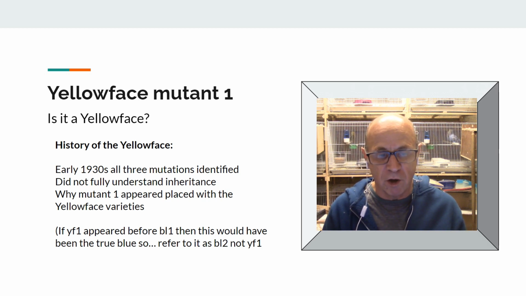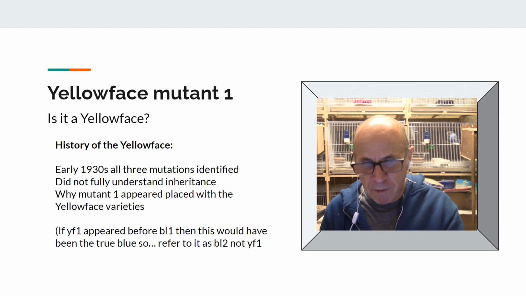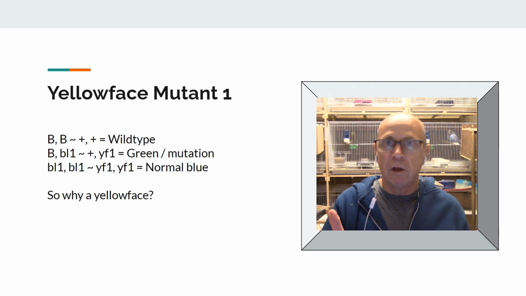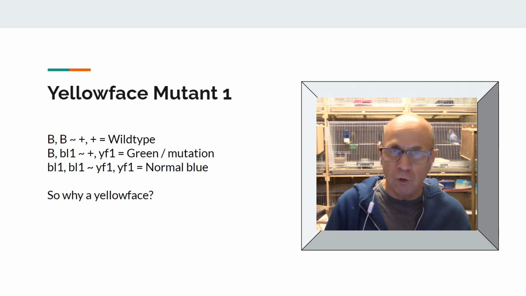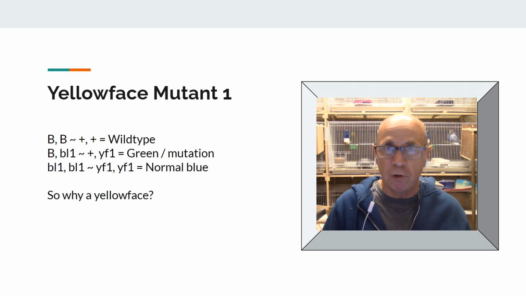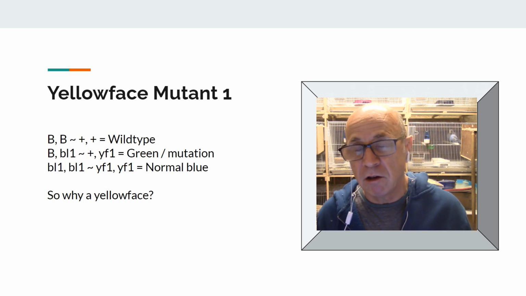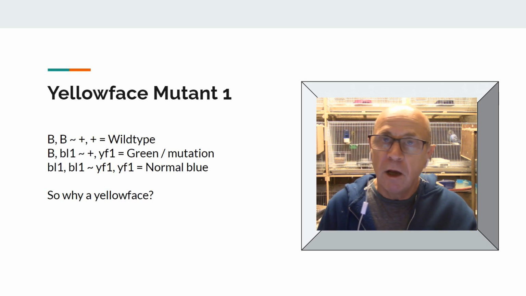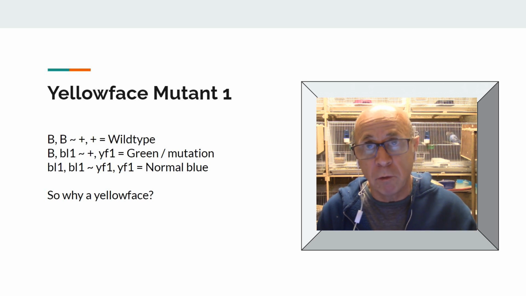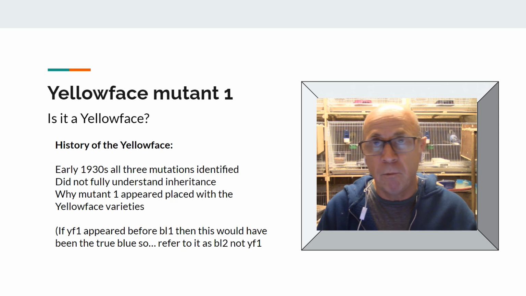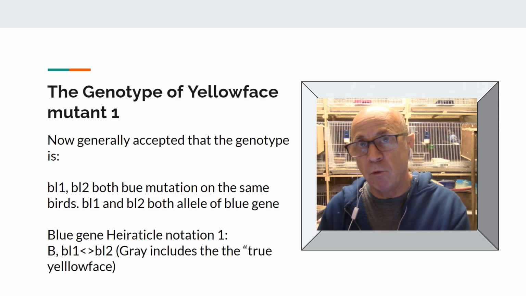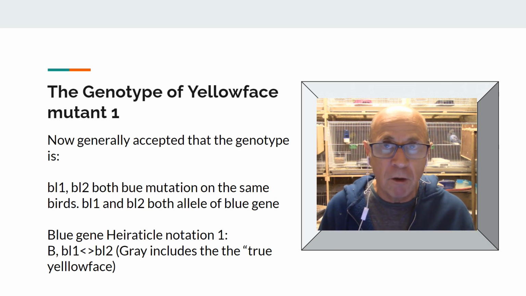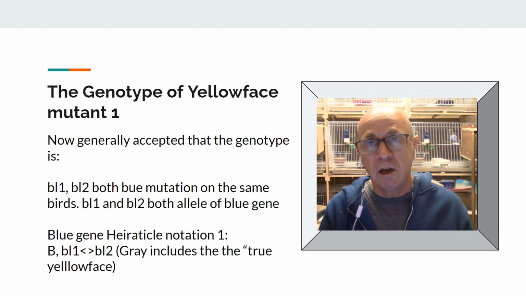with the Yellowface varieties. Imagine now, I'll go back to the previous slide, but imagine now that the Yellowface Mutant 1 mutation appeared before what we now consider to be the normal blue. There would have been no Yellowface variety produced, so therefore we would have considered this to be the normal blue, and when the normal blue, what we currently consider to be the normal blue, appeared and the Yellowface turned up, then we would have considered it to be the Yellowface variety. You know, the mutations don't have to appear in any particular order, so they could have appeared differently.